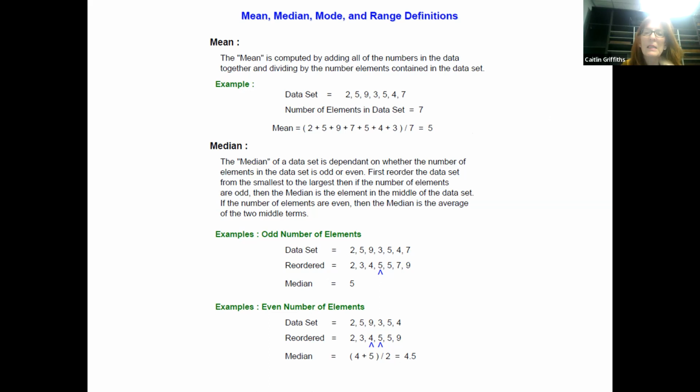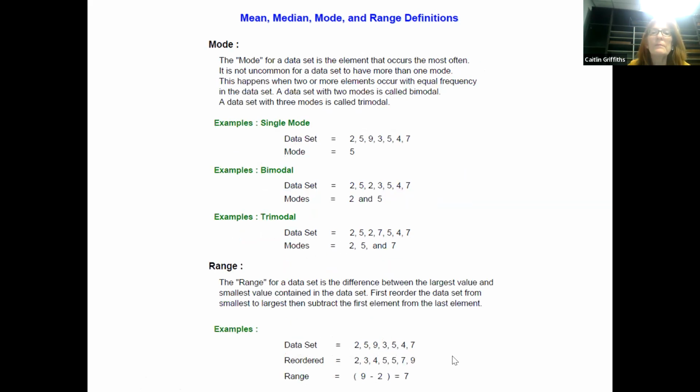And then the median, they give 2 examples of the median, which is good because it shows a data set that has an odd number of elements, and that's always very easy to just find that middle number, 5. And the second example is where it's an even number of values, and you're averaging that 4 and that 5 that are in the middle, dividing by 2 and coming up with 4.5.